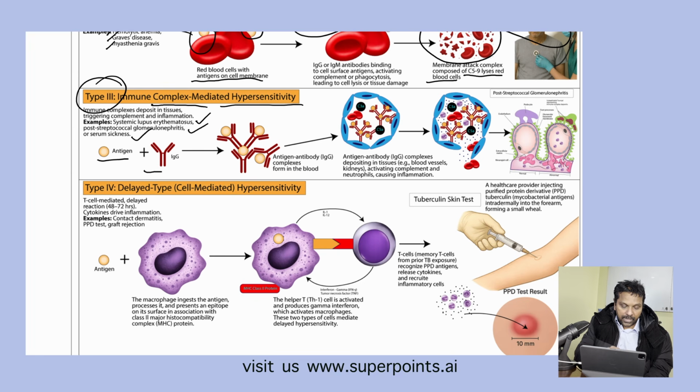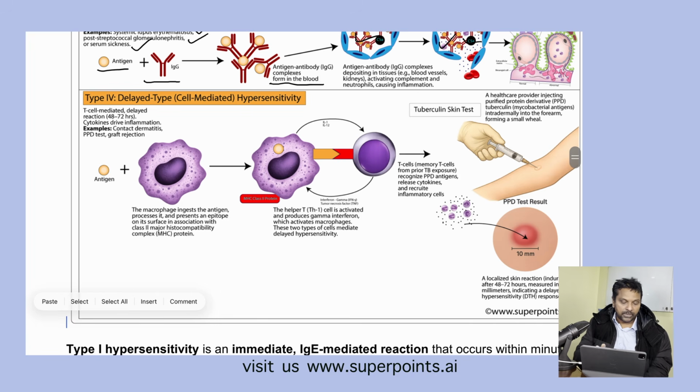The antigen is binding to IgG. Antigen antibody complexes form in the blood. Antigen antibody complexes deposit on tissues and the blood vessels, kidneys, activating complement and neutrophils, causing inflammation. So these complexes are forming all over the place, and then you have post-streptococcal glomerulonephritis or systemic lupus erythematosus.